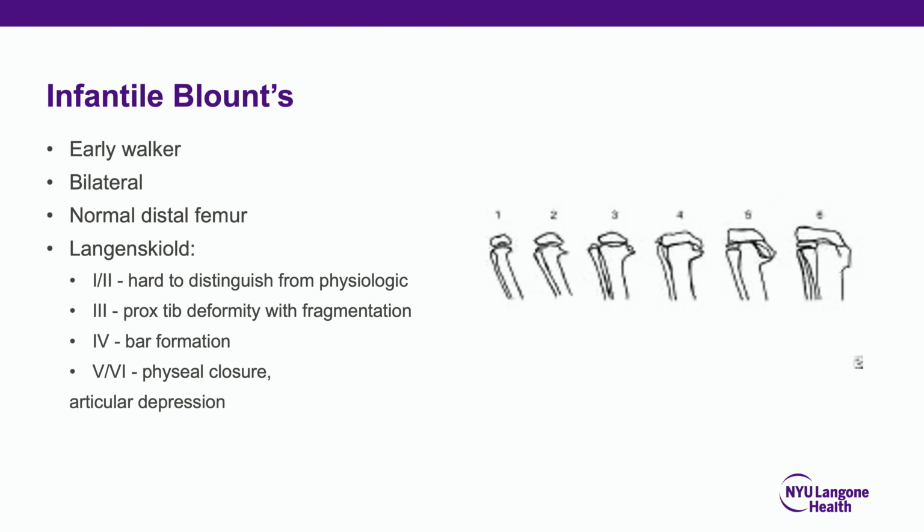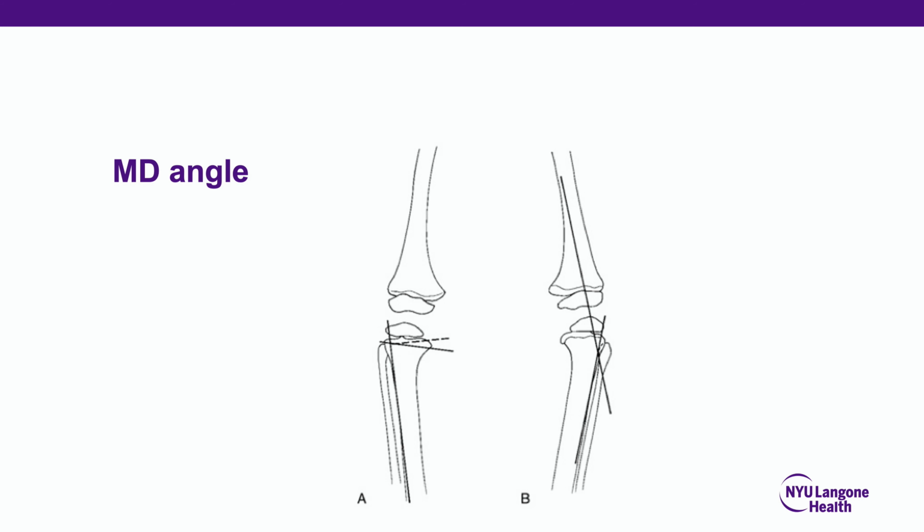Infantile Blount's is quite common in early walkers. It's often bilateral. Their distal femur is normal, and we use the Langenskiold classification, which you can see to your right, to talk about the extent of physeal damage and possible physeal bar. On x-rays, it's standard to measure the metadiaphyseal angle. Metadiaphyseal angles of less than 10 are normal and greater than 16 are indicative of infantile Blount's. Metadiaphyseal angles of greater than 16 have a 95% risk of progression.